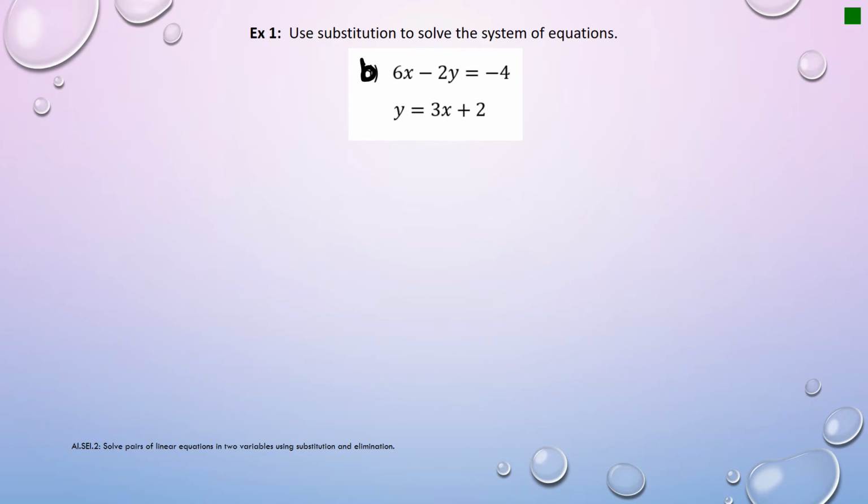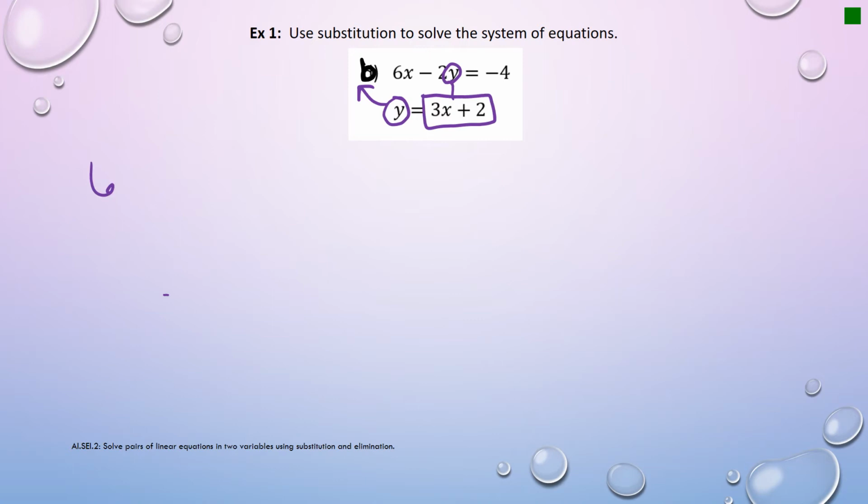Okay, so on this one, do you see a variable that's all alone? Yes. Which one? Y. Right here is y. He's all alone. So we're going to put a box around what y equals. What does y equal? 3x plus 2. So we are booting the y off the court, and 3x plus 2 is going to go in for the y in the other equation.